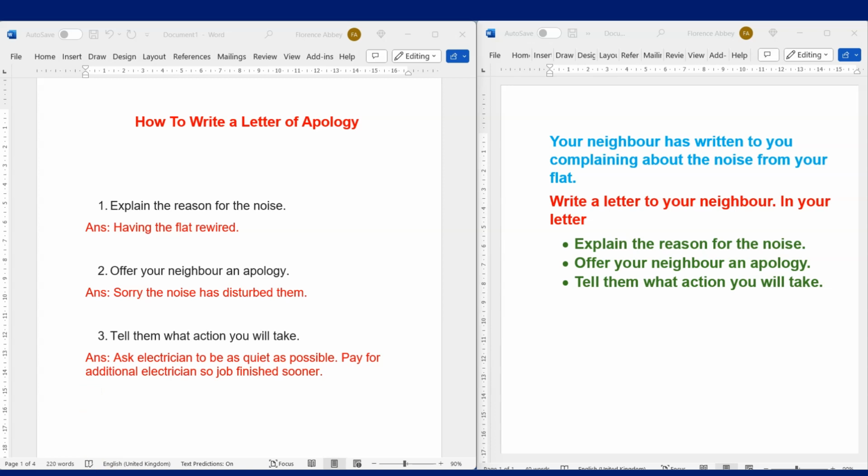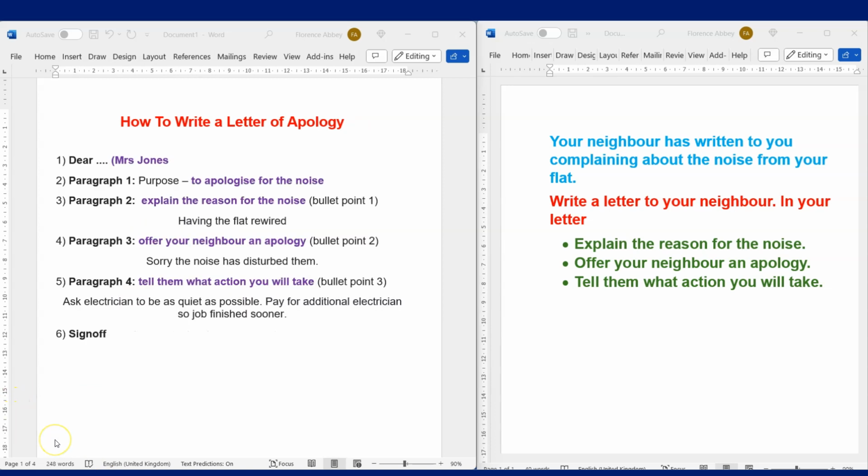Okay, so let's look at how our planning will look like. So this is how our complete plan for the letter will look like. The letter states that we are going to write an apology letter to our neighbor who is complaining that there is a noise coming from our flat, and then we're going to explain the reason for the noise, offer our neighbor an apology, and tell them the action we will take. So in the first step, we are going to salute the person, and we stated that we will assume that we know our neighbor. So we just write dear and then Miss Jones.